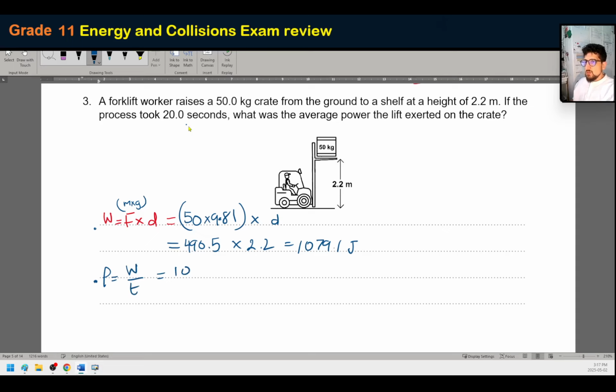So it's going to be 1079.1 divided by 20 seconds. And that is equivalent to 53.955. Obviously we need to round that. So 54 watts. That's the answer. Okay, let's keep going.